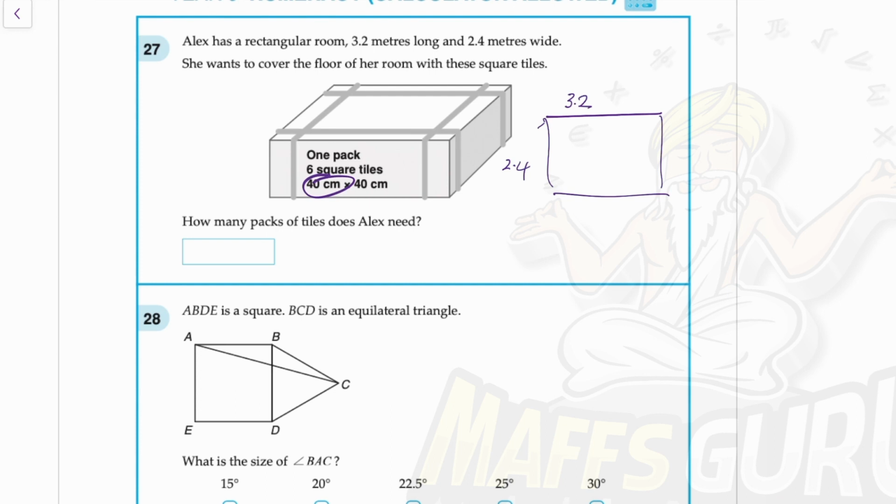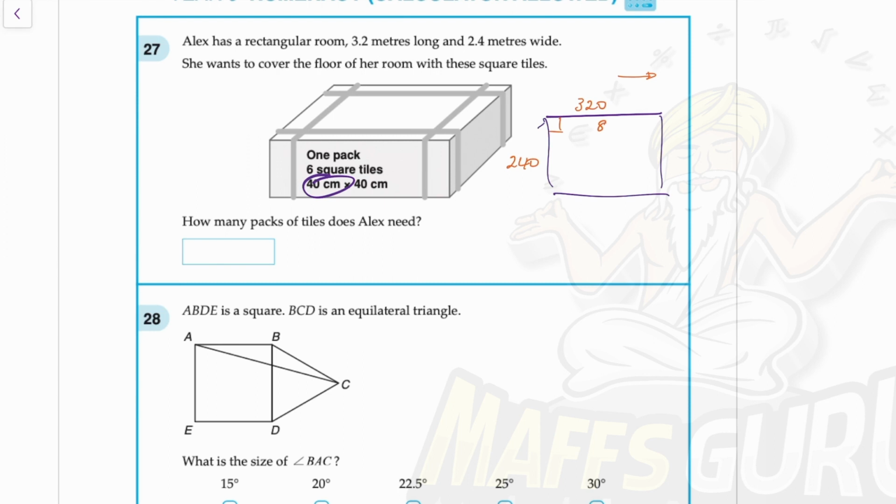So this is a bit of a trick. So I'm actually going to get rid of the 3.2 and the 2.4. And I'm going to write down that it's 320 centimeters by 240. Now, because you can get square tiles 40 centimeters by 40 centimeters, I'm going to try and work out how many tiles I can get going that way by doing 320 divided by 40. All right, so that actually gives me 8.